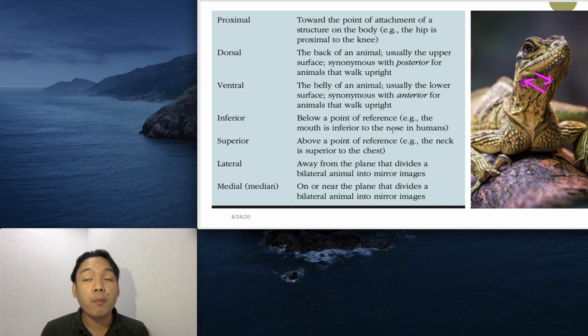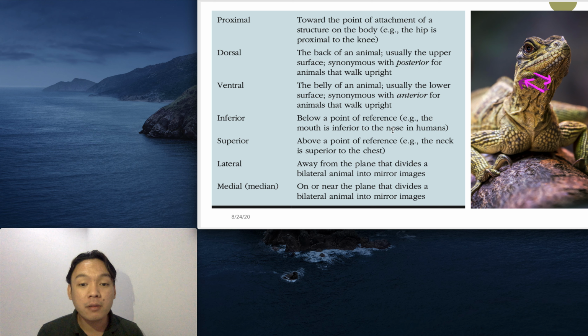Inferior, that's below a point of reference. So when you say the mouth is inferior to the nose in humans, that means the mouth is below the nose. Superior, that's above a point of reference. So the neck is above the chest, or superior to the chest.